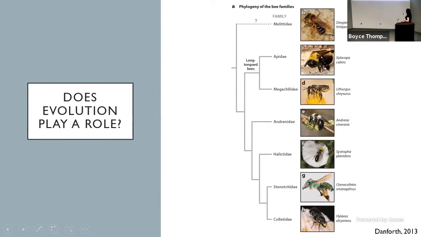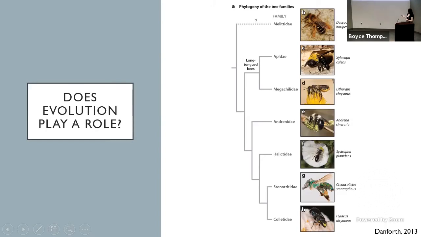This is our Hylaeus bee, or at least a species of it. And the most recent common ancestor for this bee is right over here. So at least with the data that we have now, evolution doesn't really seem to support our hypothesis. Our hypothesis is not supported that evolution may have a role, at least with this data set.